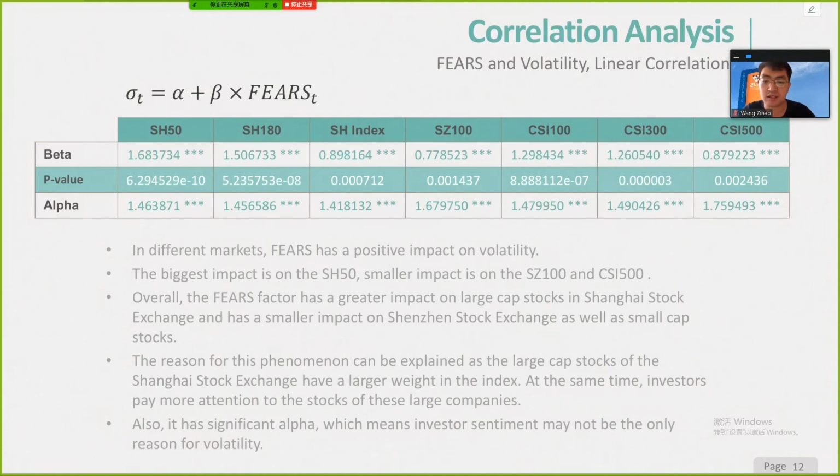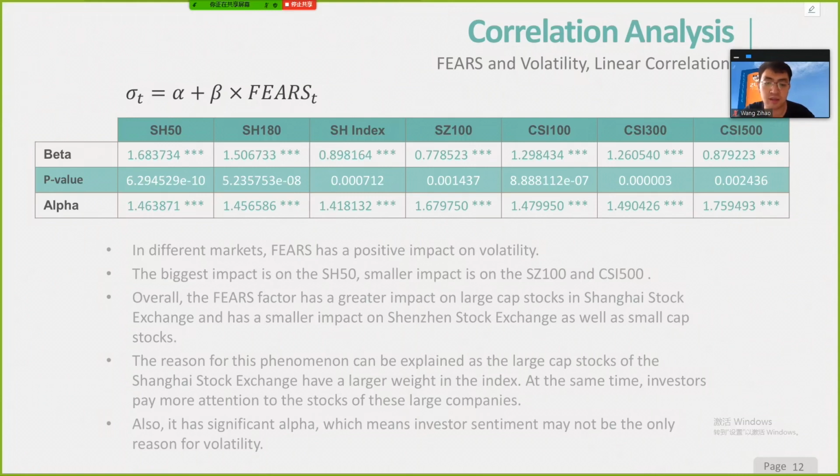Next, we use the same method to test the impact of the Fierce factor on stock volatility. Firstly, the results show that the p-value proves that the Fierce factor is significant for the stock index in different markets. What's more, we notice that all beta values are positive, which means more investor attention may lead to larger volatility. Also, the beta shows that the Fierce factor has a great impact on large cap stocks in Shanghai Stock Exchange and a smaller impact on Shenzhen, as well as small cap stocks.